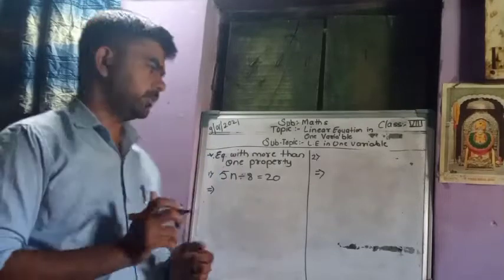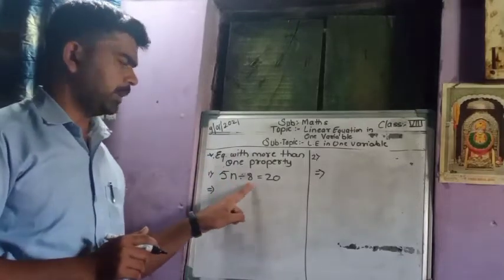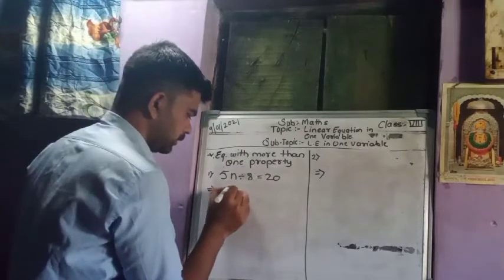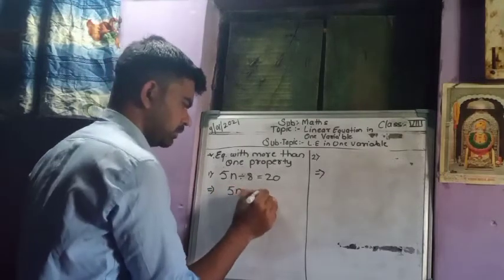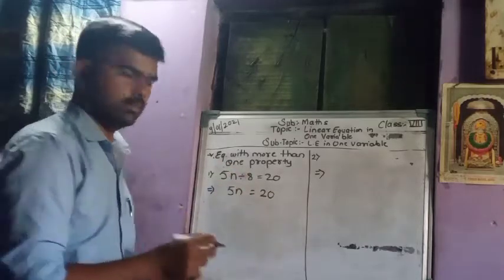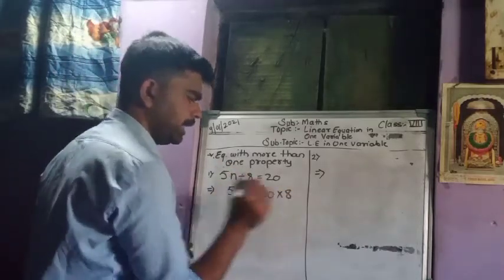We'll see problem number 3, that is 5n divided by 8 equal to 20. So what we have to do first is write this 5n as it is equal to 20. The 8 is in divide form, so we have to take it as multiply, that is 20 multiplied by 8.